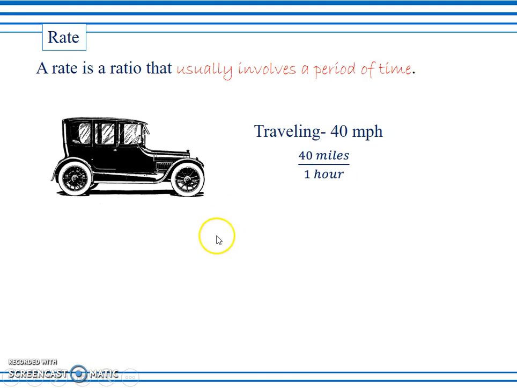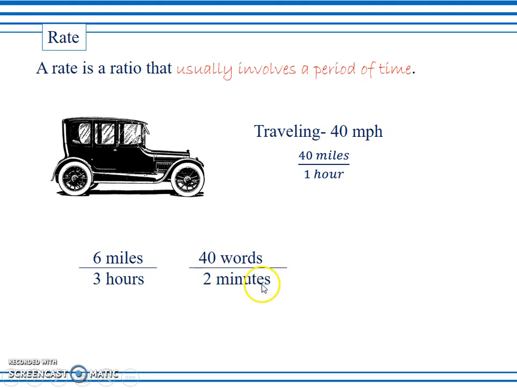Another example of a rate would be 6 miles of walking in 3 hours, or 40 words typed in 2 minutes. And the last example would be 1,200 miles traveled in 4 days. These are all ratios. They are all also rates because they involve a period of time.